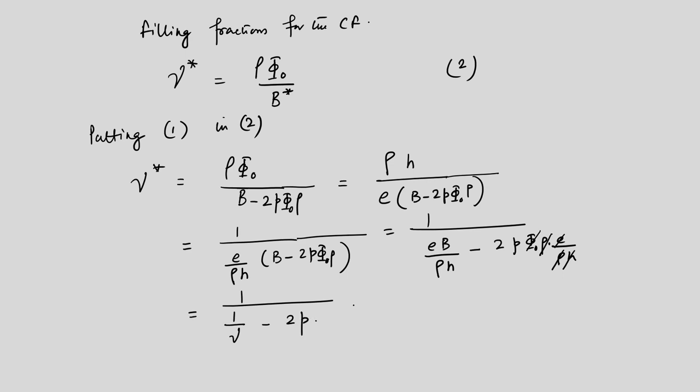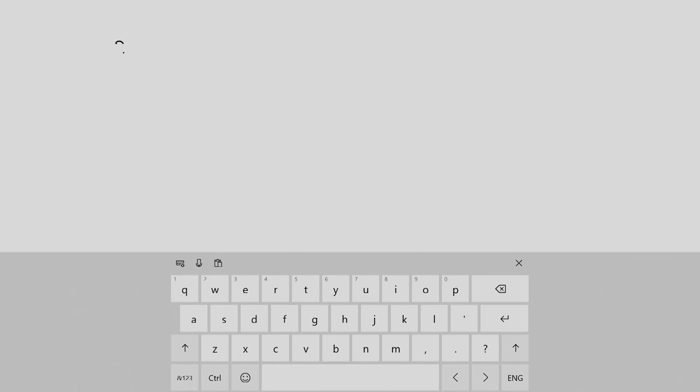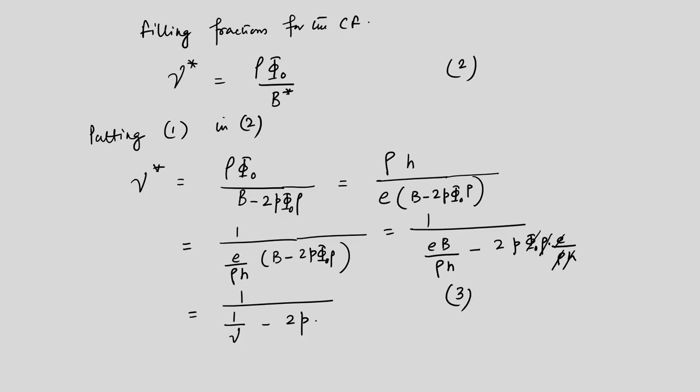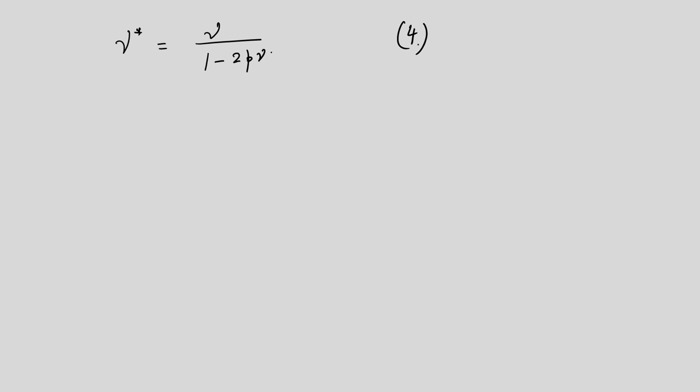Let us call this equation 3, and then we can write nu star in terms of nu as nu divided by 1 minus 2p nu, and let us call this equation 4. So this is the expression for the filling of the composite fermions and its relation to the filling of the actual fermions in the system, and p is equal to 1, 2, 3. And 2p denotes the number of vortices, or the number of flux quantum, which are actually vortices. I will just come to that.